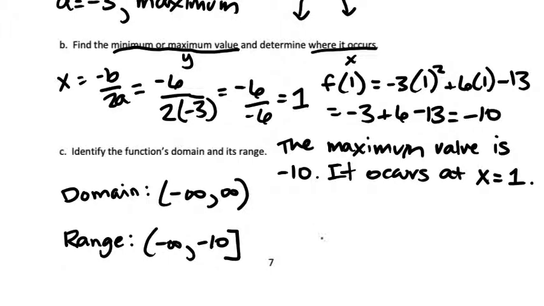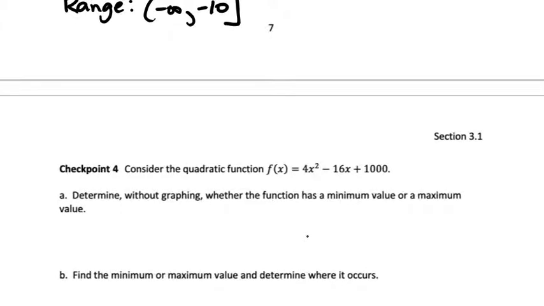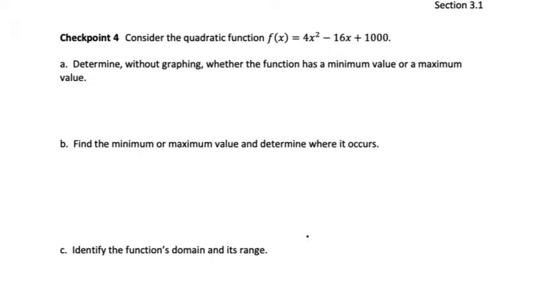For a parabola that opens upward, my range is going to start at that number and then go up to positive infinity. So picturing what the graph looks like can help you figure out what the range is supposed to be. So next you should look at checkpoint problem number 4. Do this in your notes, check your answer, and then you can do the homework.